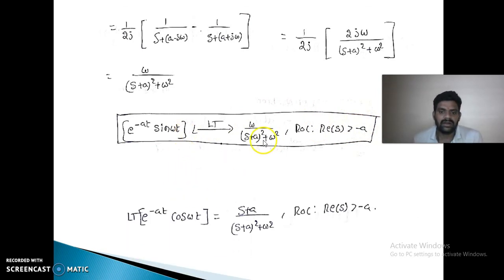Similarly, the Laplace transform of cos omega naught t is (s plus a) by ((s plus a) whole square plus omega square), and its ROC is greater than minus a.